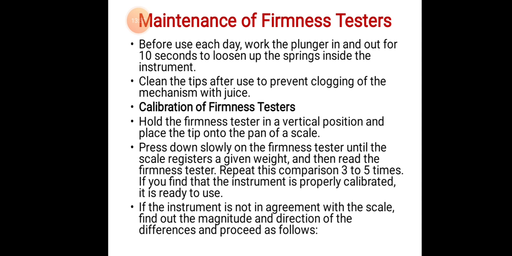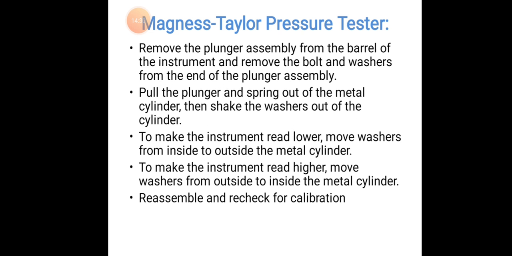Calibration of firmness testers. Hold the firmness tester in a vertical position and place the tip onto the pan of a scale. Press down slowly on the firmness tester until the scale registers a given weight and then read the firmness tester. Repeat this comparison 3 to 5 times. If you find that the instrument is properly calibrated, it is ready to use. If the instrument is not in agreement with the scale, find out the magnitude and direction of the differences and proceed as follows. Magness Taylor pressure tester. Remove the plunger assembly from the barrel of the instrument and remove the bolt and washers from the end of the plunger assembly.